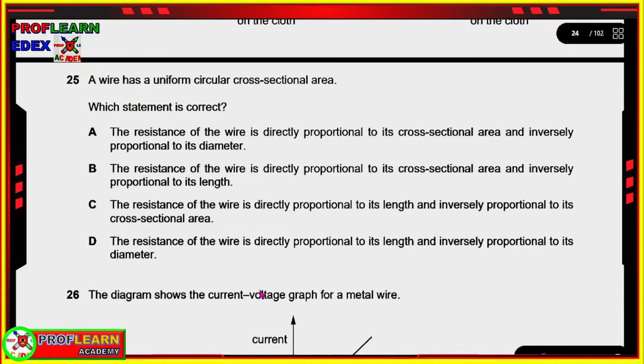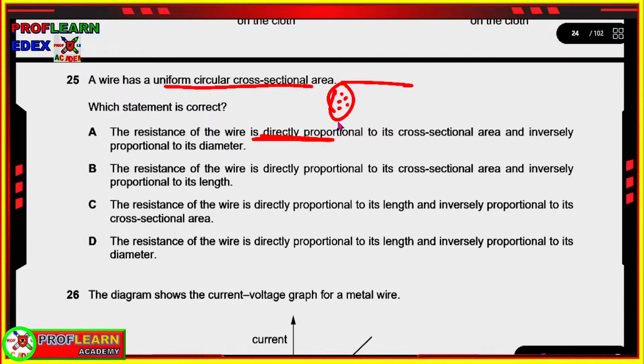A wire has uniform circular cross-section area. Which statement is correct? The resistance of the wire is directly proportional to its cross-section area and inversely proportional to its diameter. Resistance of the wire is directly proportional to the cross-section area. So this means as cross-section area increases, resistance increases, which is not true.